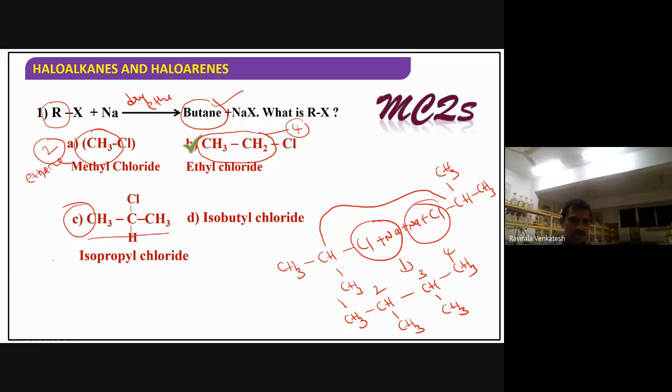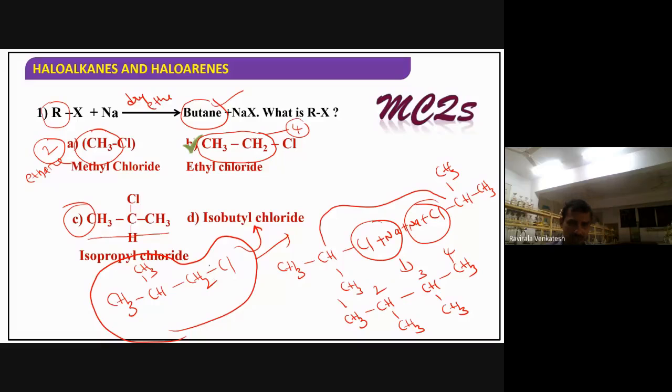Isobutyl chloride, same it is. Isobutyl chloride also you will get same like that. CH3, CH, CH2, Cl. This is called isobutyl chloride. You can also write the product for this one, very simple, by joining here. Remove this one, same thing you can join here. In that case, you will get CH3, CH, CH2, again same thing will be joined, CH2, CH3, and again CH3. This is the product we are going to get.